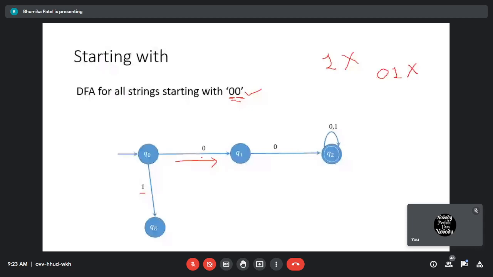Because my pattern is 0 0. Okay, so from the Q1 also we are going to show the transition for 1 on the QD.